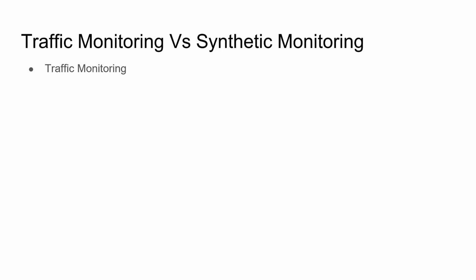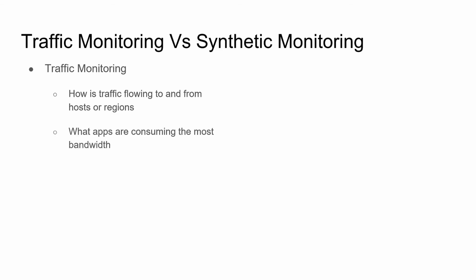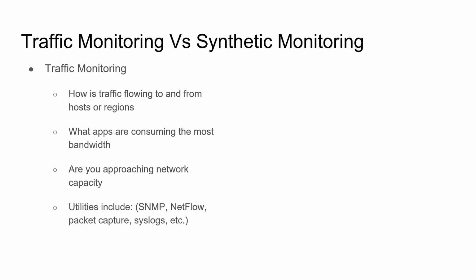Let's make sure we understand the differences between synthetic monitoring and traffic monitoring. Traffic monitoring tells us how much traffic is going to specific locations. It can be helpful in telling us what apps are consuming the most bandwidth. And it can help us understand when we will reach network capacity. Tools for network monitoring include SNMP, packet capture, and NetFlow.